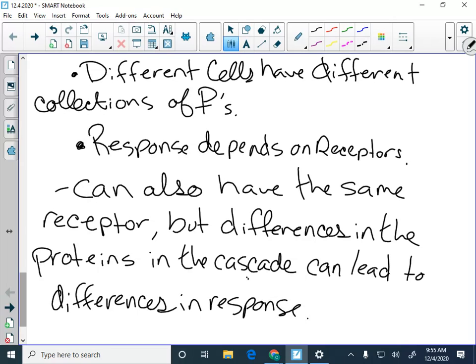Your liver cells react differently to alcohol than your brain cells do. Same signaling molecule, different response. So that's another way our cell pathways can get specific based on different proteins.